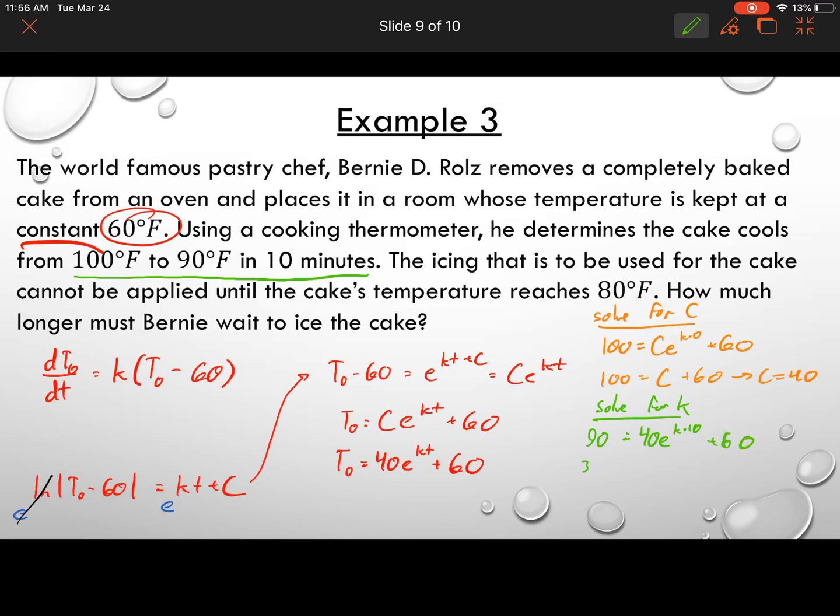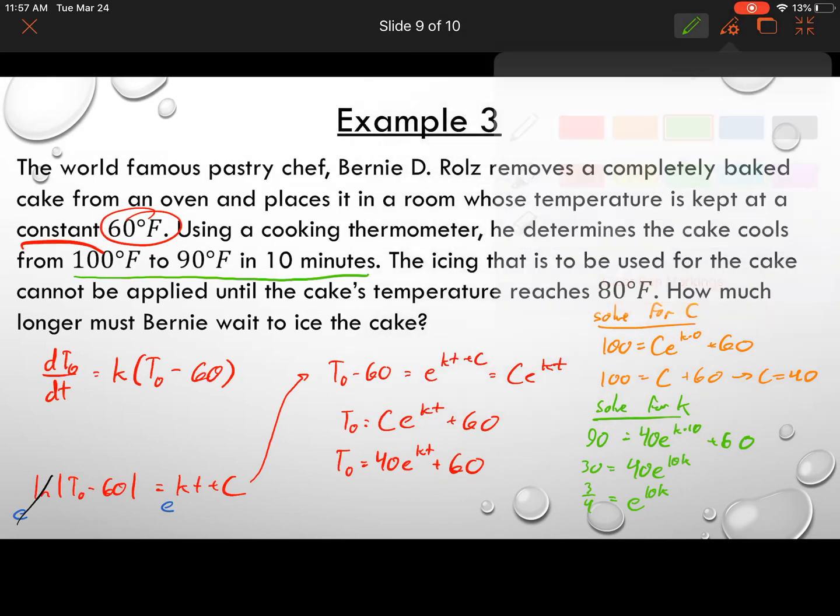So subtract 60 from both sides. So 30 is equal to 40 e to the 10k. Divide both sides by 40. So 3/4 is equal to e to the 10k. To get rid of e, we have to use ln, so we have to do ln to both sides.